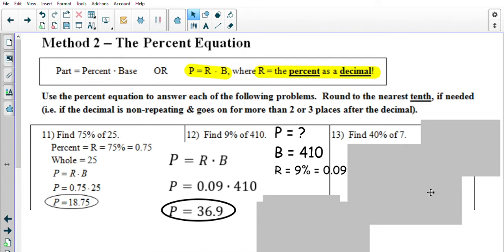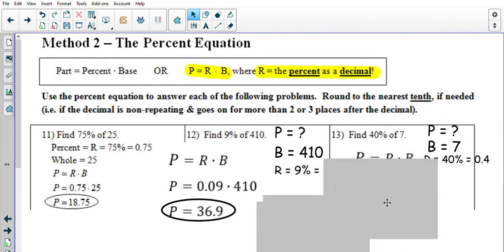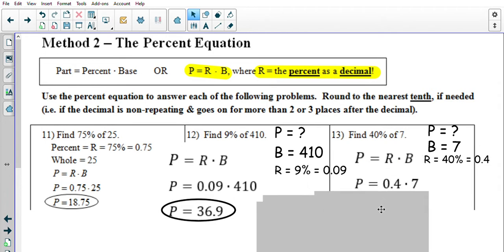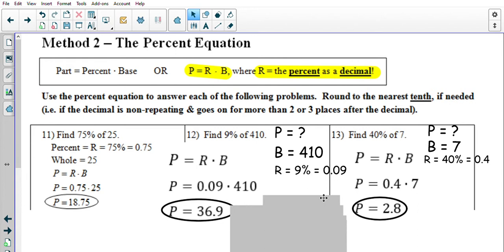All right, number 13. So for this one, find 40% of 7. So I know this is hard to see here. 40% is 0.4, that's R. My base is 7, part is my unknown. So P equals R times B is P equals 0.4 times 7. My part will be 2.8. Sorry, all these boxes are in the way here. Let's move them out. There we go.